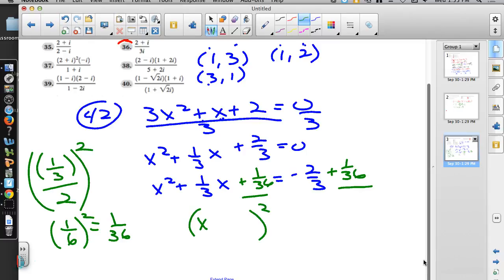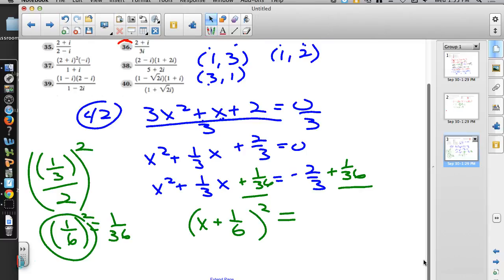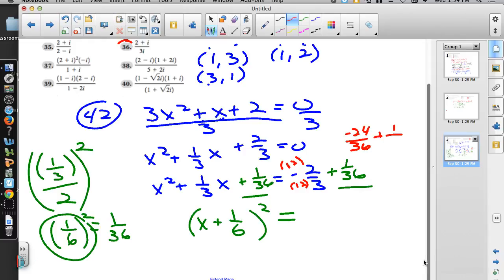And this will be x plus 1/6, because remember, that is what we squared to get 1/36. And then that equals, do a little common denominator action over here. We're going to need to multiply by 12 on the top and the bottom. So we get negative 24/36 plus 1/36, which is negative 23/36. Next step, we extract the roots.